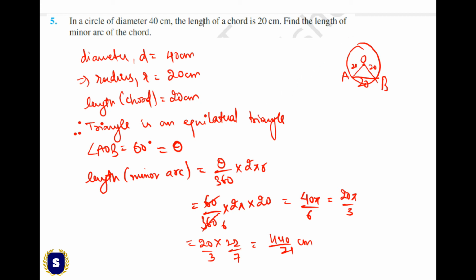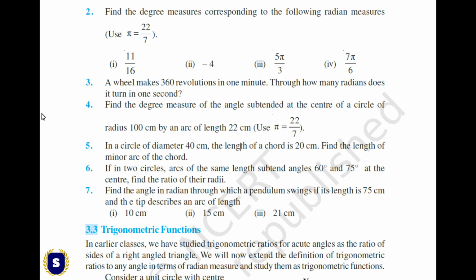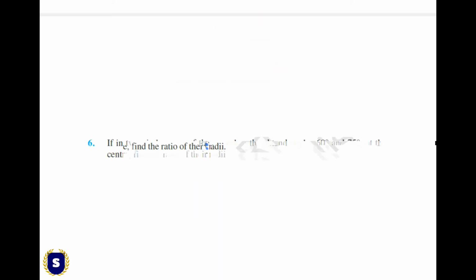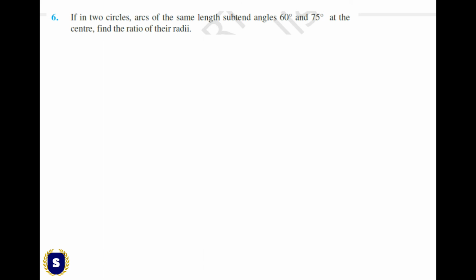Let us now solve the next question, that is question number 6. If in two circles arc of the same length subtend angle 60 degree and 75 degree at the center, find the ratio of their radii. That means they have different thetas but same length. Let us assume the length of the arc to be L1 and L2. We don't know what it is, but it is given for sure that both are equal. L1 and L2 are equal.